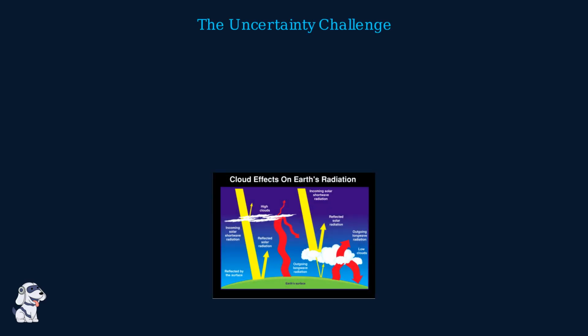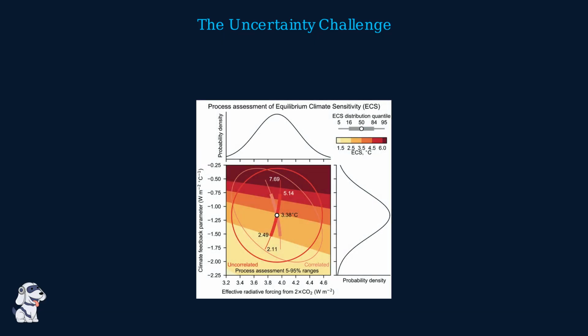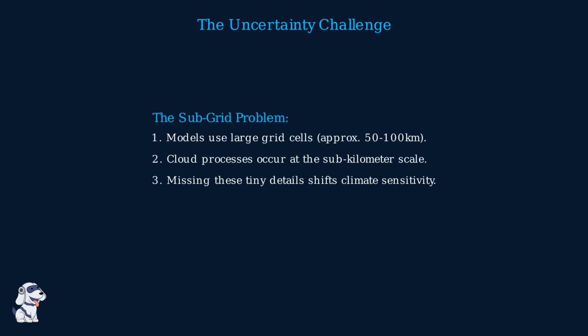Despite decades of research, clouds remain the primary source of uncertainty in global climate models. This is because they act as both a mirror and a blanket. Modeling these interactions requires precision that exceeds current global climate simulations. We struggle to correlate radiative forcing with climate feedback parameters. The core issue is the subgrid problem.